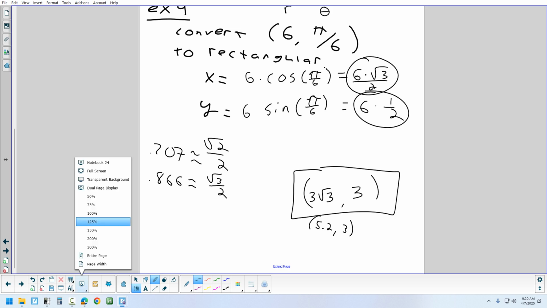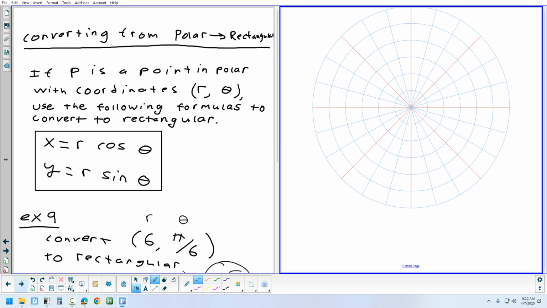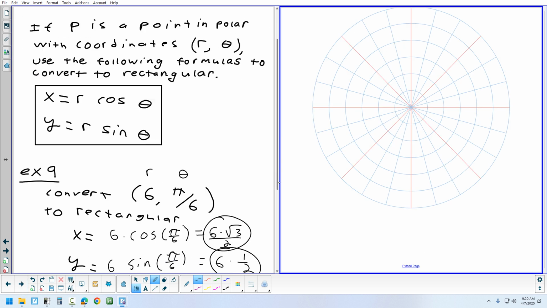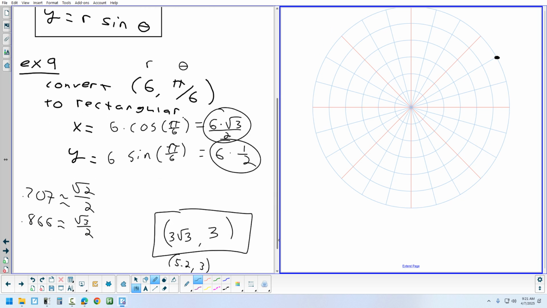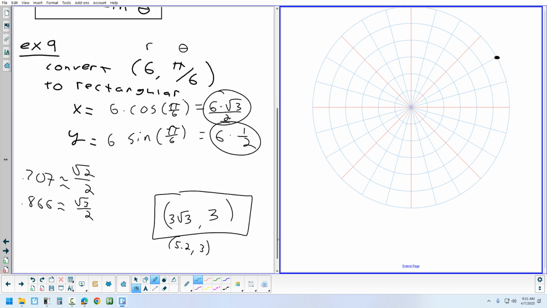So what you can kind of do on the smart board, you can't really do this in your notes. But if I graph the point 6, pi over 6, 1, 2, 3, 4, 5, 6, 15, 30. Does everyone agree I put it in the correct spot? 6 units right, and then I rotated 30 degrees. I can leave that point right where it is, and if I drop a rectangular background behind it, it should look like that point is a little more than 5 units right, and exactly 3 units up.